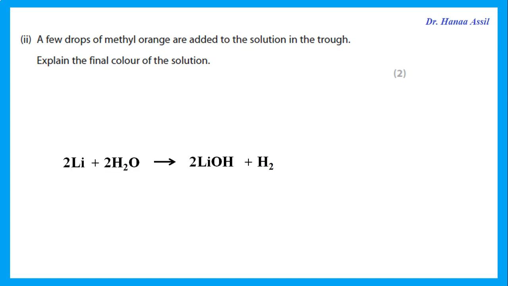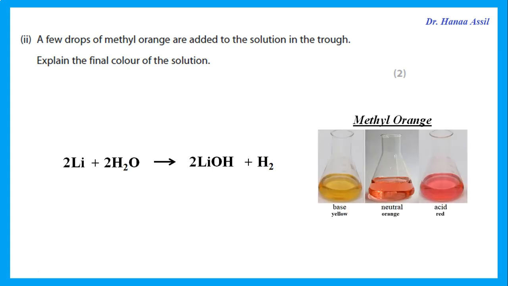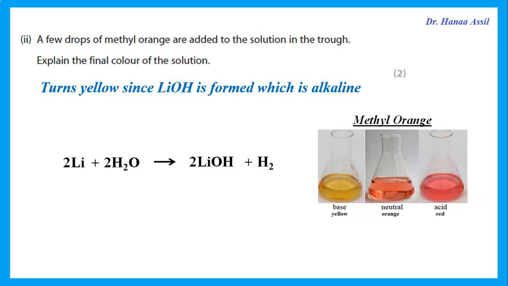A few drops of methyl orange are added to the solution in the trough. What did we have in the trough? We added lithium to water. So you should know that group 1 metals are very reactive. They react with cold water. And when we put it in cold water, what is obtained is the hydroxide plus hydrogen gas. So we get lithium hydroxide, and you should know lithium hydroxide is acid or base. Anything hydroxide is a base. So when I put methyl orange in a base, what color should I get? We should get yellow, because the lithium hydroxide is a base, or it is alkaline.